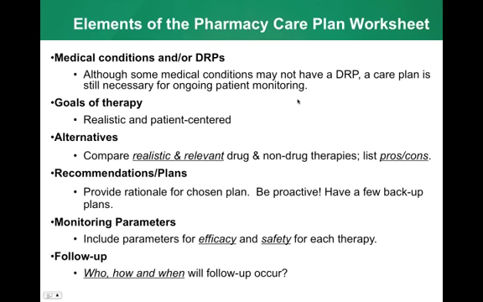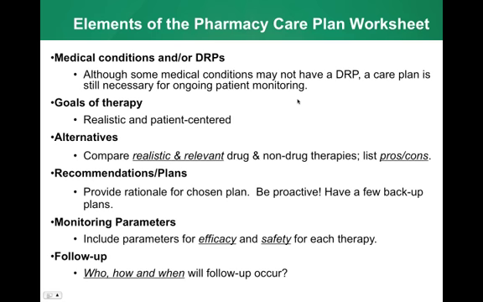There are 6 main elements in the pharmacy care plan worksheet. The first one is the medical conditions. Following that, goals of therapy, different alternatives, recommendations and plans, monitoring parameters, and follow-up. And I'll just briefly run through each one of these.